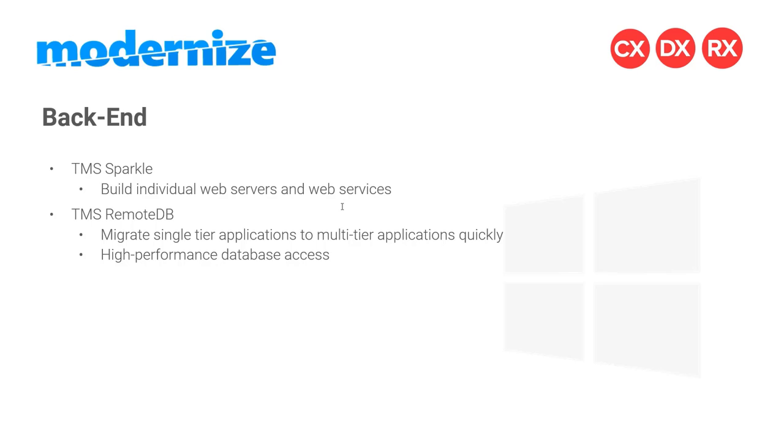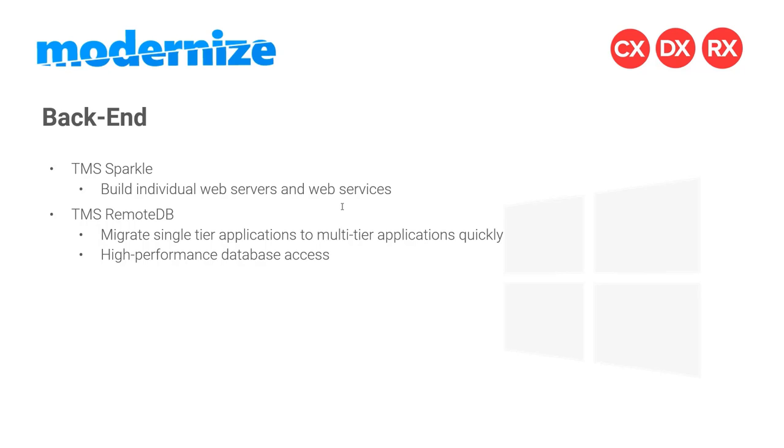Finally, to the back end, we have TMS Sparkle for web servers and web services. And on top of TMS Sparkle, we have two products. One of the products is TMS RemoteDB, which is primarily designed to migrate single-tier applications to multi-tier applications quickly. And for that reason, the focus of RemoteDB is high-performance database access. There is no focus on making the protocol between the client and the server transparent. So the format or the protocol being used between server and client is not something like XML or JSON. That is something that is highly optimized for performance and might be the solution you're looking for if you right now have a single tier application and want to make it multi-tier.